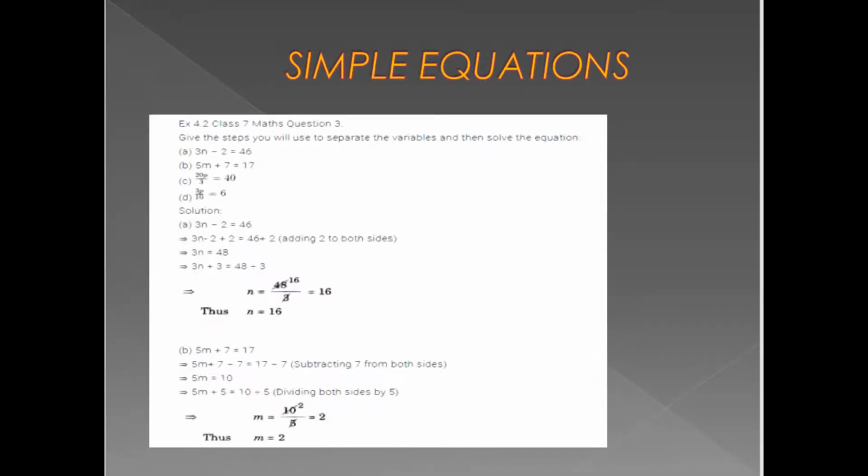Moving to question number 3, give the step you will use to separate the variable and then solve the equation. We have given the equation 3n minus 2 is equal to 46. 3n minus 2 plus 2 is equal to 46 plus 2, that is 3n is equal to 48. So 3n divided by 3 is equal to 48 divided by 3. So n is equal to 48 by 3 is equal to 16. So we got answer for n is 16. Similarly, the b part can be solved.